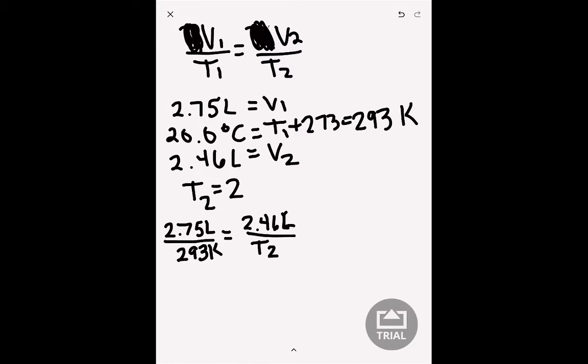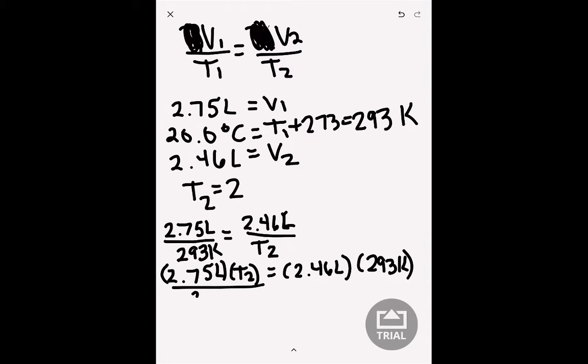So what we want to do here is cross multiply, and we'll have 2.75 liters times T2 equals 2.46 liters times 293 K. And then to solve for T2, we'll divide both sides by 2.75 liters. Liters will cancel out, and we're going to have T2 equal to something here.